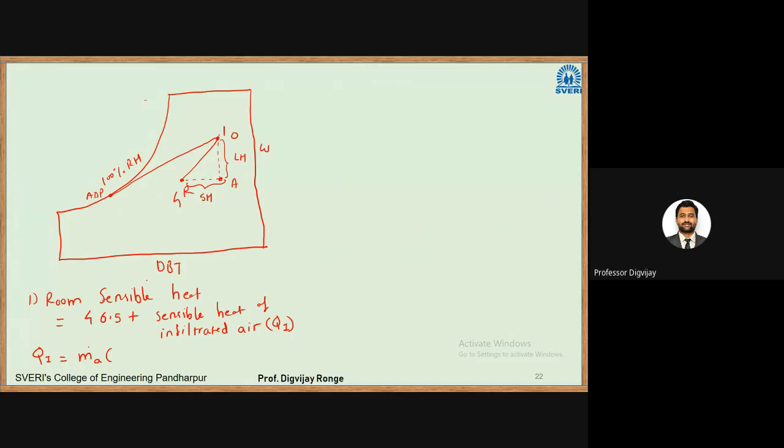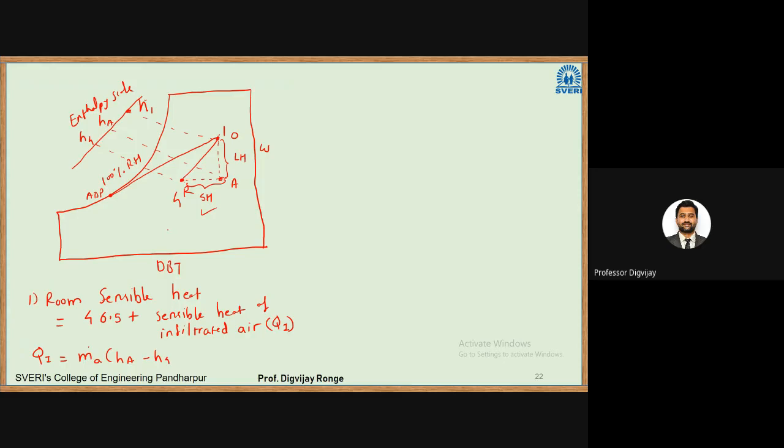So here we have to consider only sensible heat. So this part only we have to consider as sensible heat. So infiltrated air sensible heat will be equal to its mass flow rate into the difference in sensible heat. So we have to take HA minus H4. Now how to calculate HA and H4? There we have some enthalpy scale. There we have to see what is the value of H4, then the value of HA, then the value of H1. So this will be H1, this will be HA, and this will be H4.